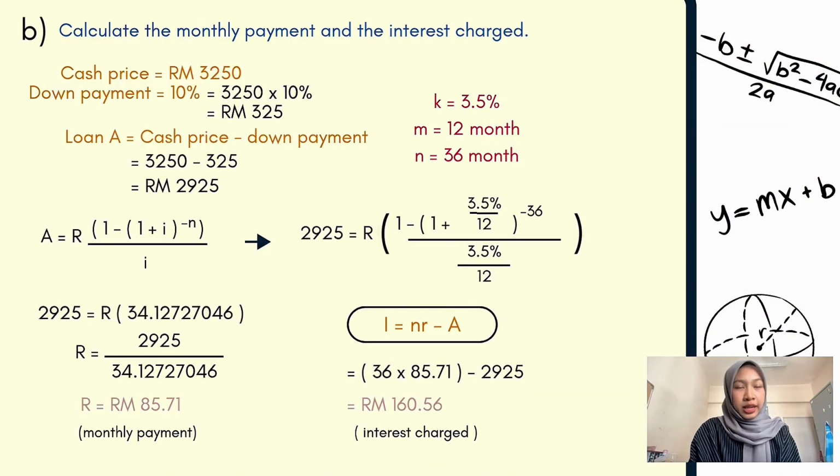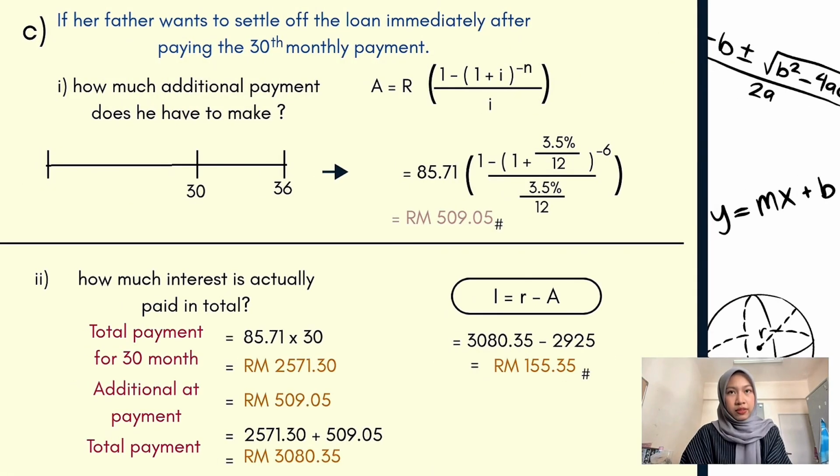For the interest charge, we use this formula, which is I equals NR minus A. So equals in bracket 36 multiplied by 85.71 cent minus 2925, and we get the answer is RM 160.56 cent.